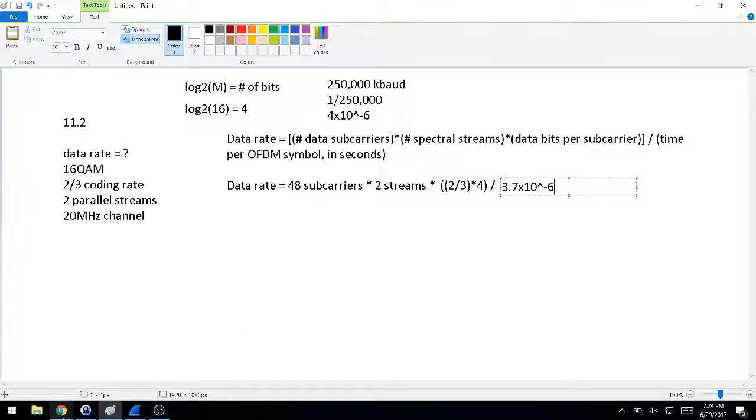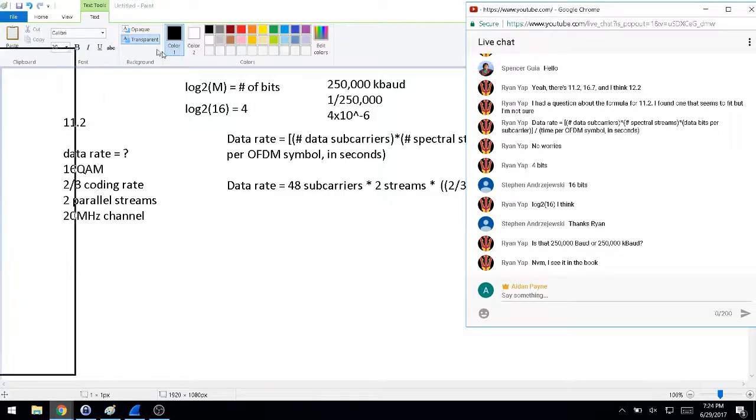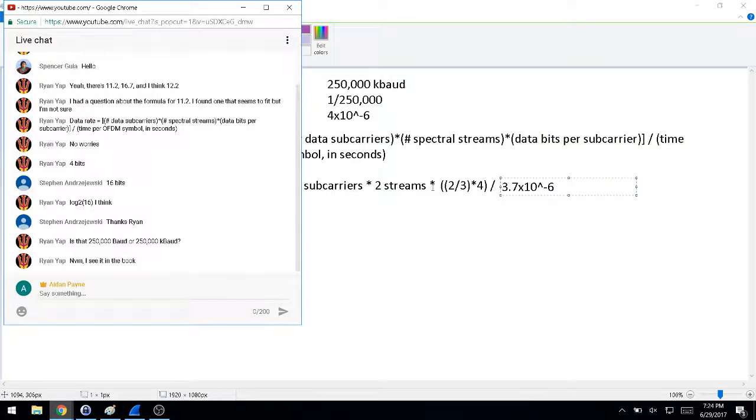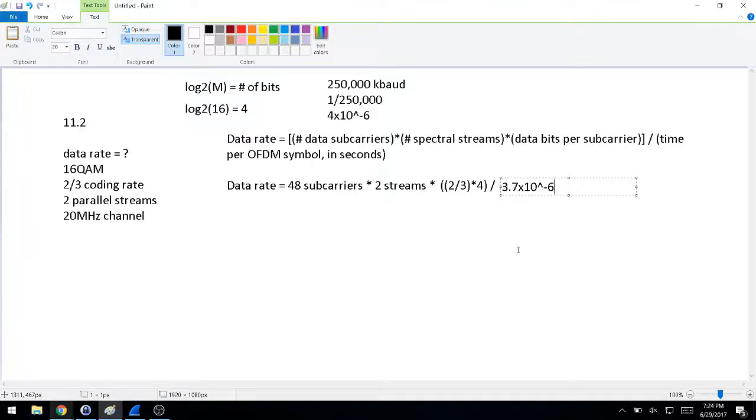And again, I apologize for having to do that, but I don't want to waste the whole time on this particular problem, because there are more problems to be had. Now that we have these numbers put together, we can calculate our data rate. I'm just doing the math right now. Oops, sorry, that is not a 3.7, that's a 3.6. My apologies.